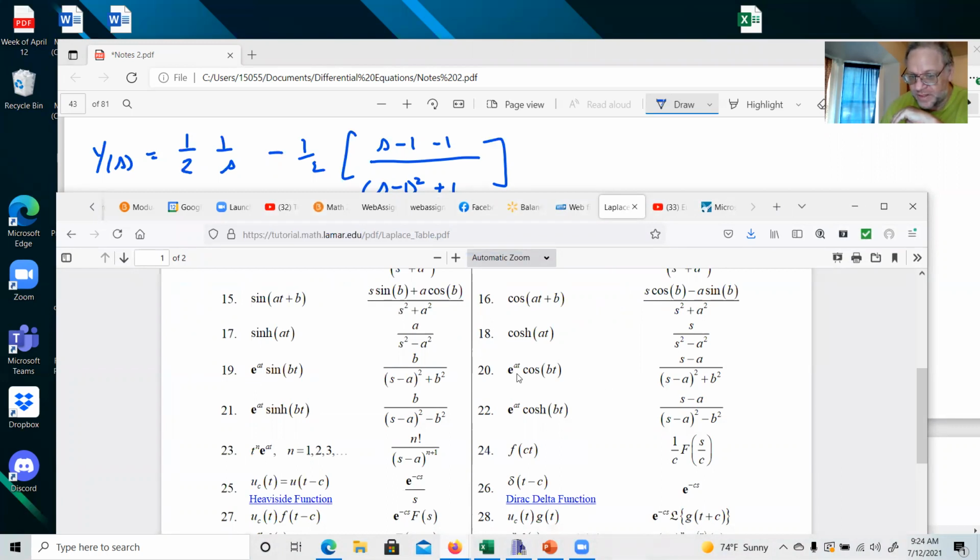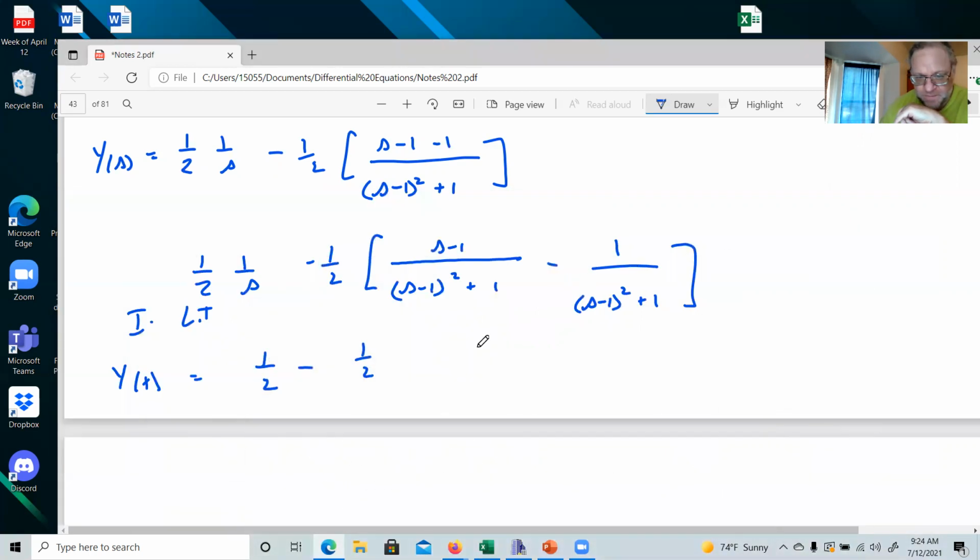So this was e to the at cosine of bt. So e to the t, with b equal to 1, this was cosine of 1t. Negative times negative is positive, so positive 1 half. And this one's the sine, right? This is e to the t sine t.